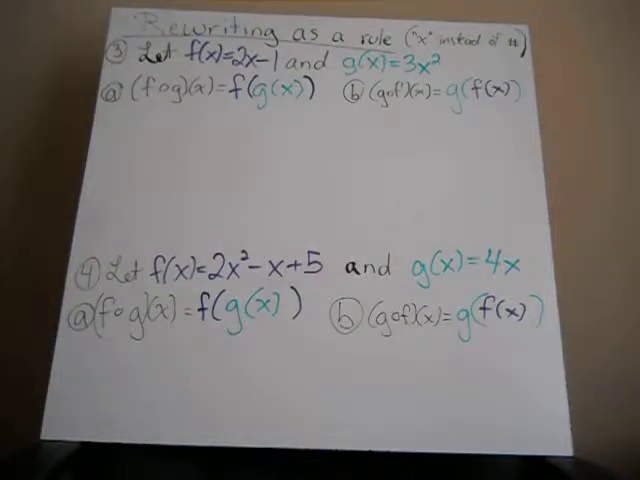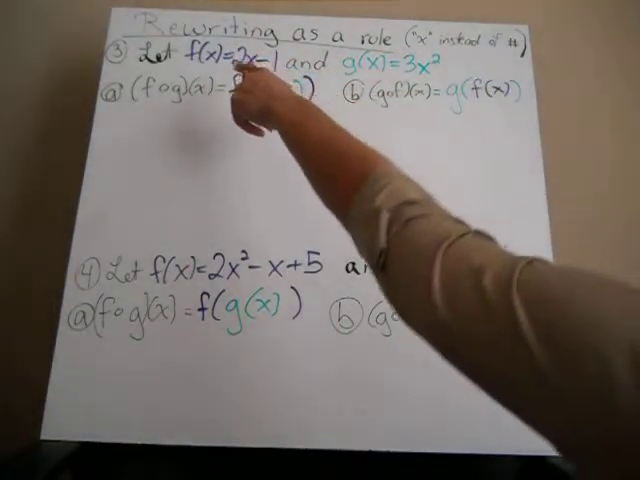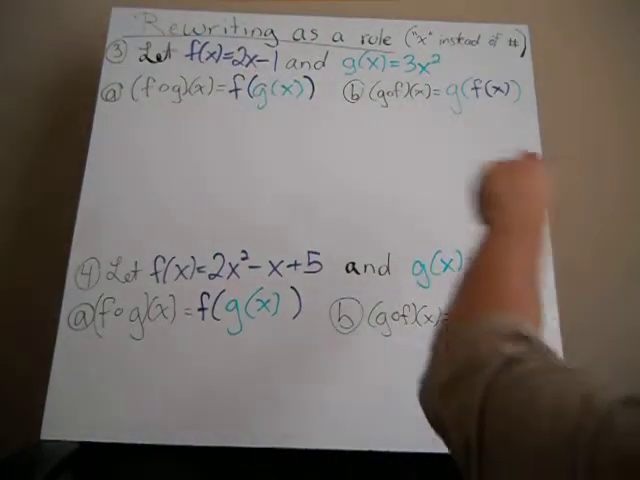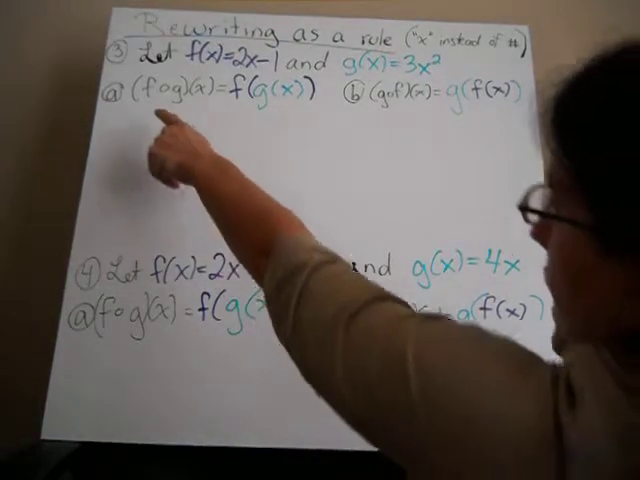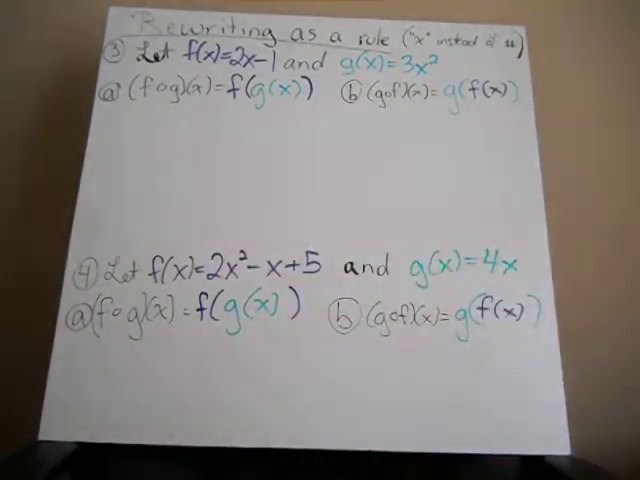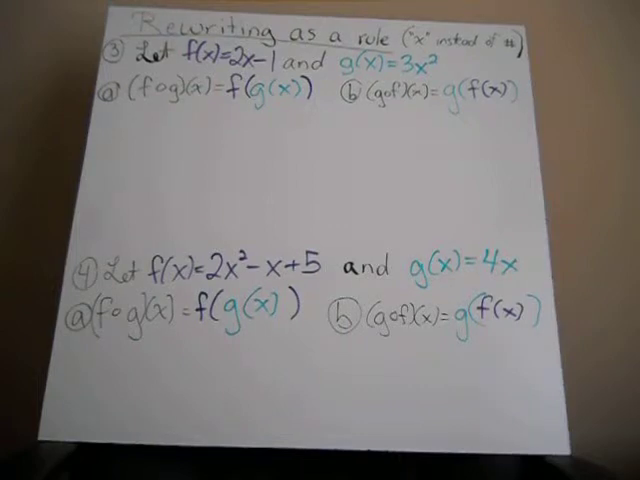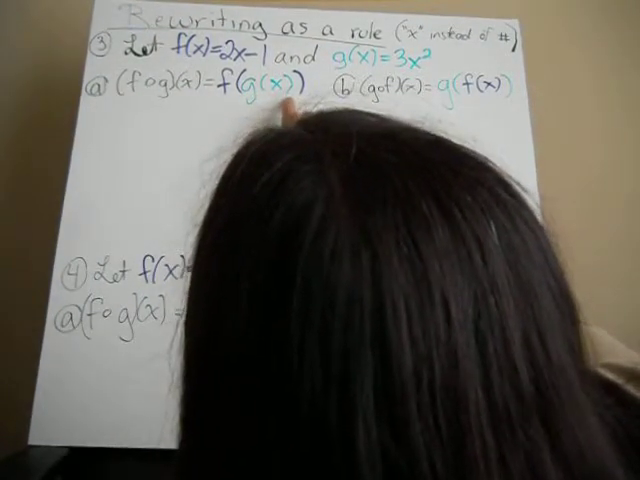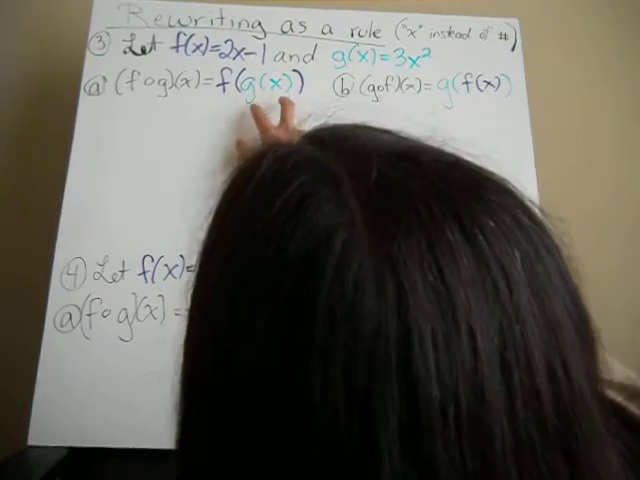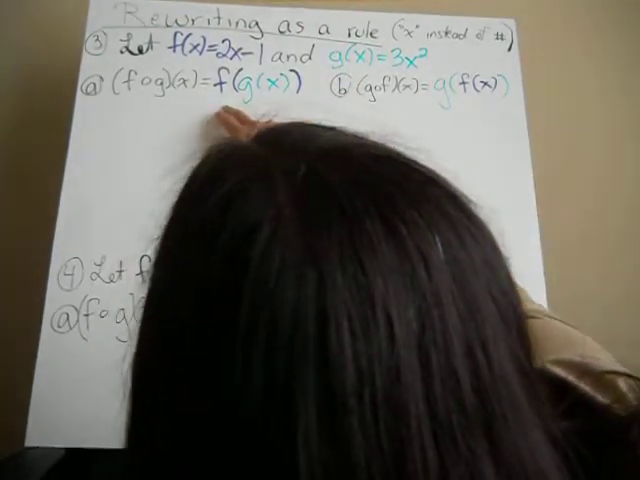Usually your directions will say rewrite as a rule, and what that means is you're just creating a new function. So, for example, on number 3, if you let f of x equals 2x minus 1 and g of x equal 3x squared. First, we're going to look at doing f of g of x. What that means is that we are going to put g of x, because we're putting x into g, and taking that and sticking that inside of f.